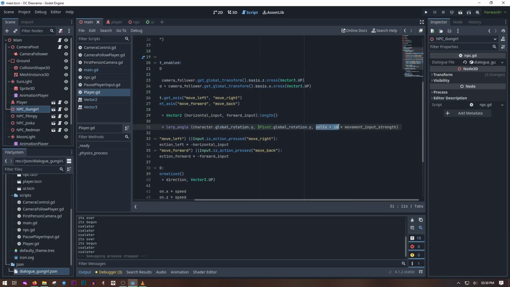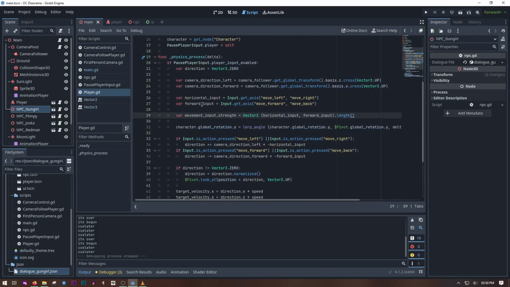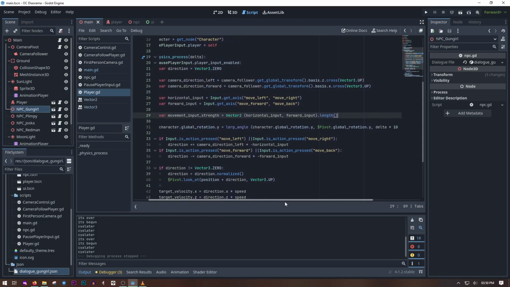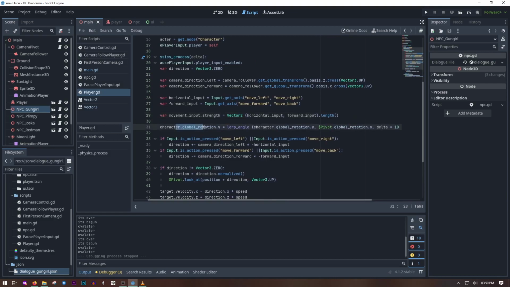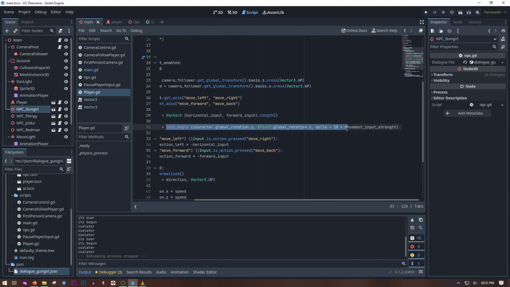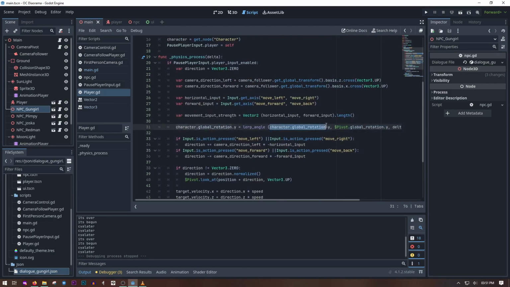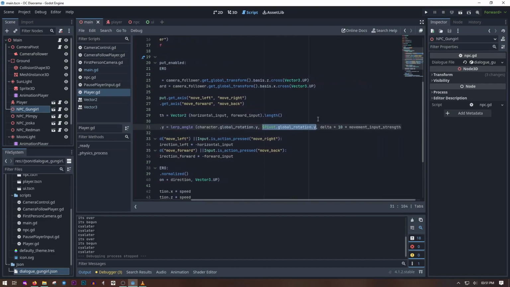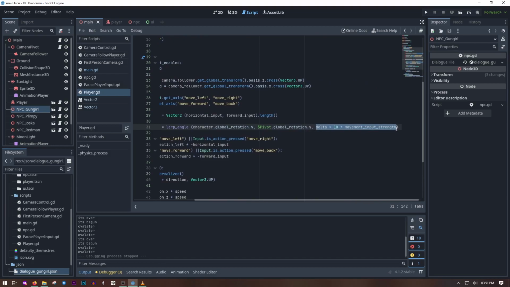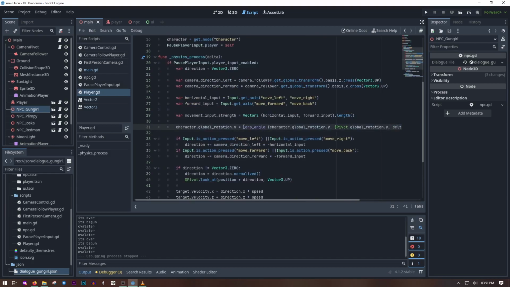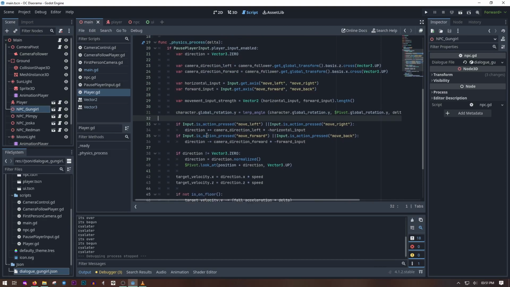Rotation of that, delta times 10 times movement input strength, which is a vector 2, global rotation. So this is smoothing out the rotation with a linear interpolation. From A, character rotation Y, to B, pivot global rotation Y, and the delta times 10 times movement input strength is the weight of the linear interpolation. So how smooth it is is defined by that. From A to B and this amount of strength.